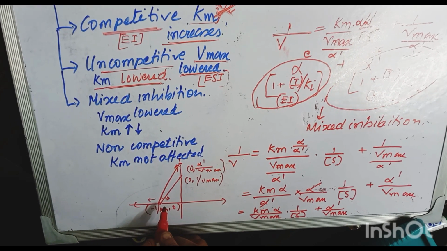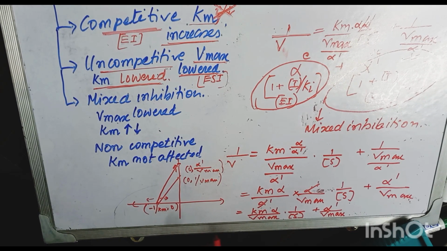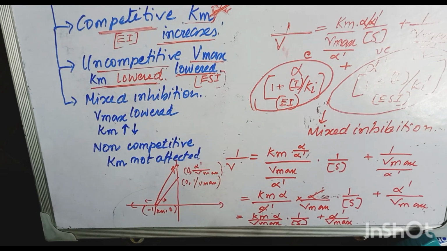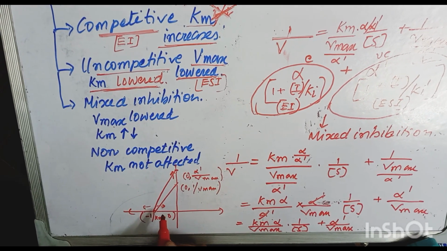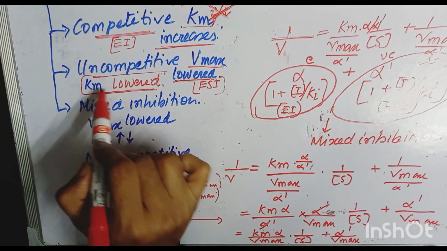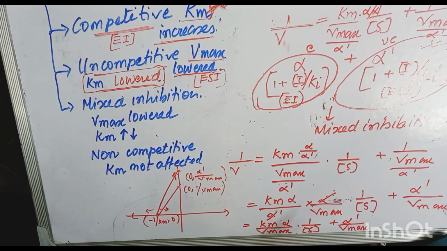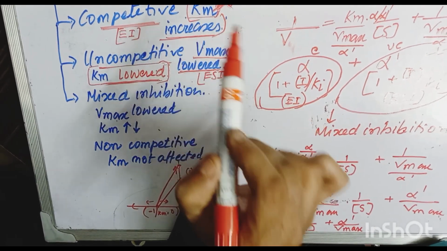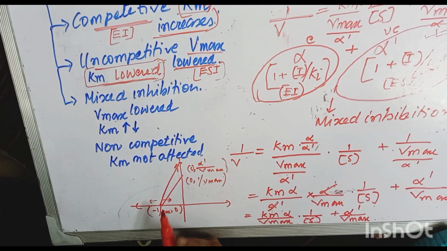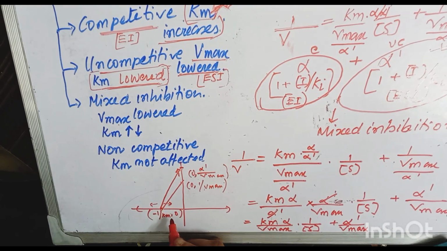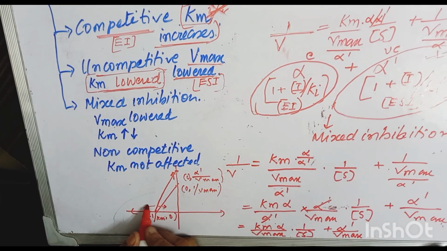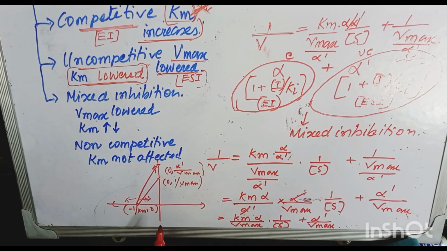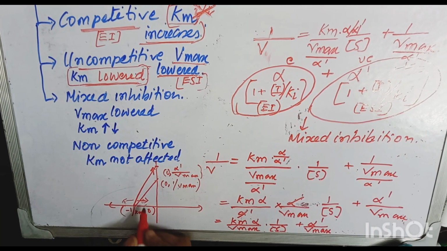Because it is a mixed inhibition, if it is like uncompetitive inhibition, the Km value will be lowered. In the case of competitive inhibition, the Km value increases. So, if the Km value increases, the point shifts this way, and if the Km value is lowered, like uncompetitive, the point shifts here.